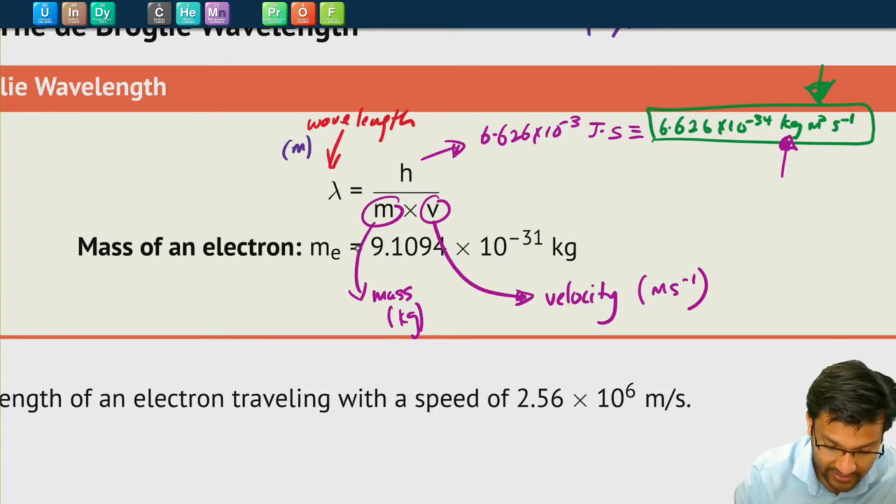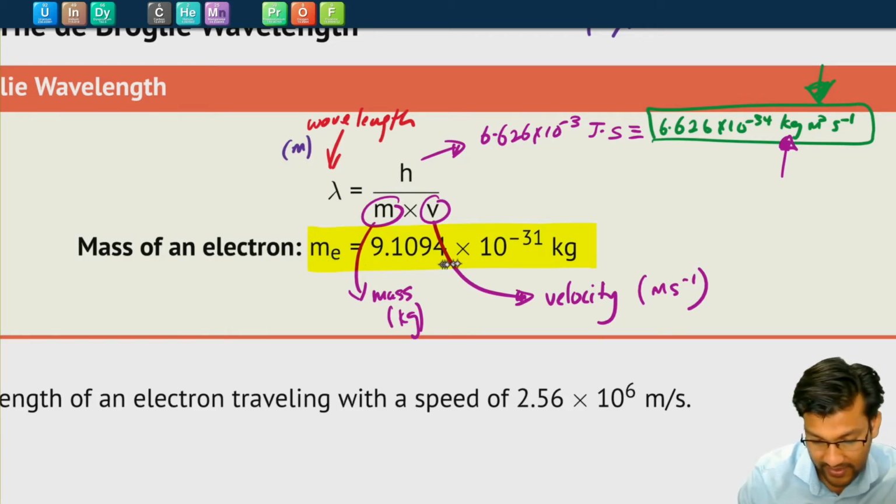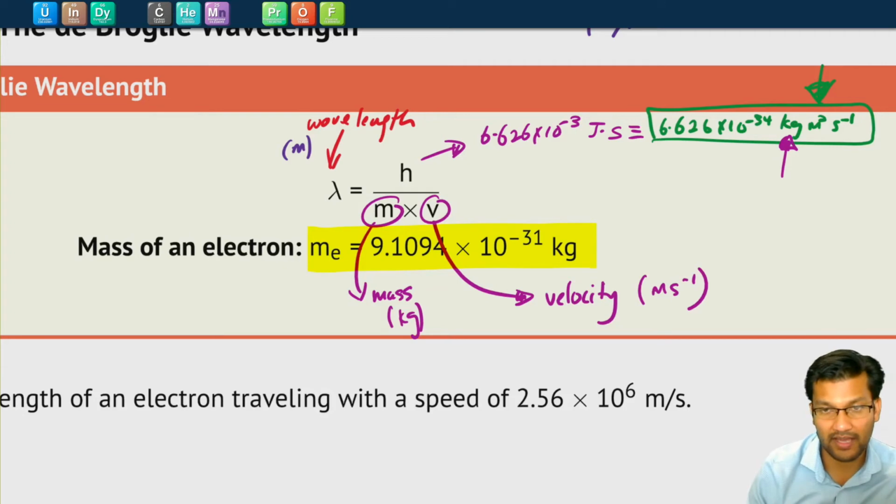So the mass of the electron, with symbol m with a little e, is 9.1094 by 10 to the minus 31 kilograms. It's a very, very tiny mass. If you're looking at the de Broglie wavelength for anything, it will be the mass of that object.